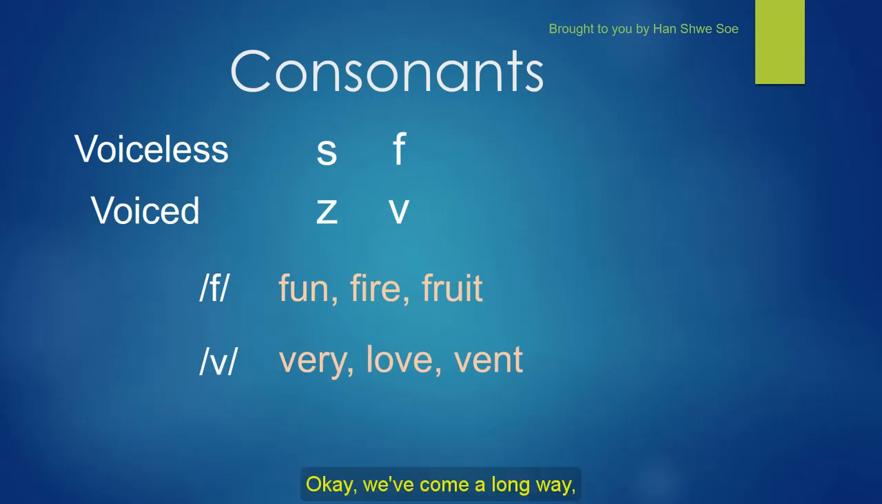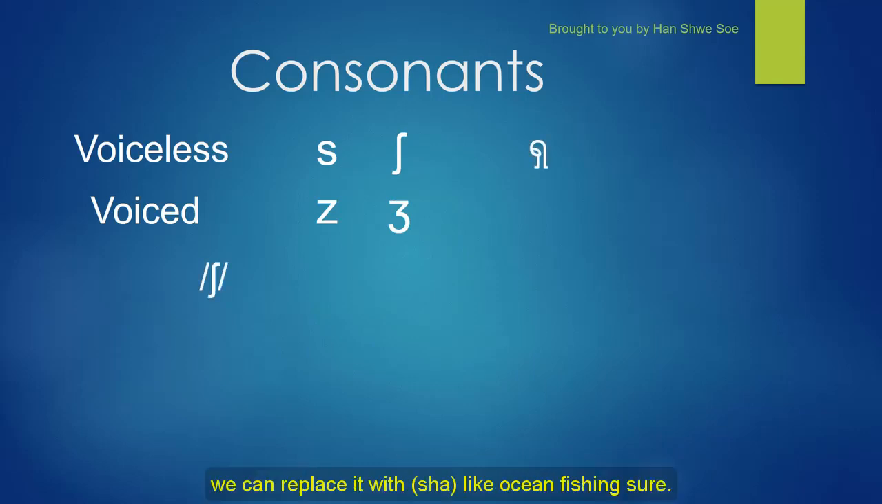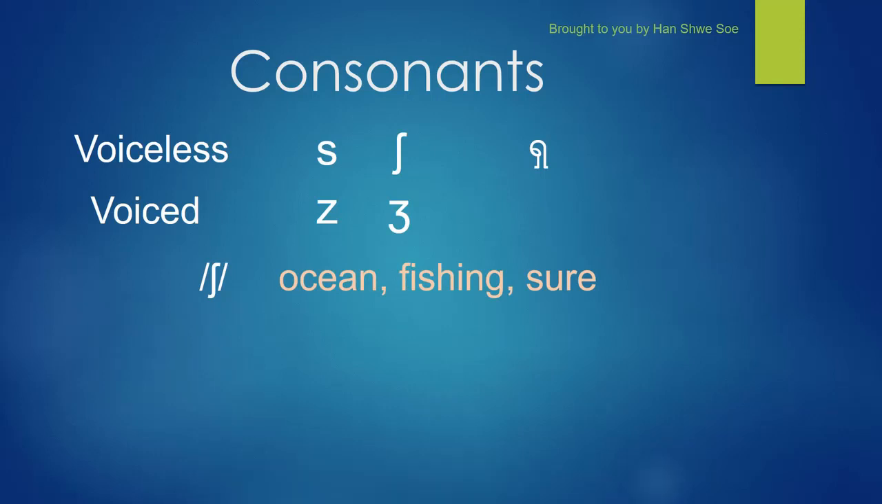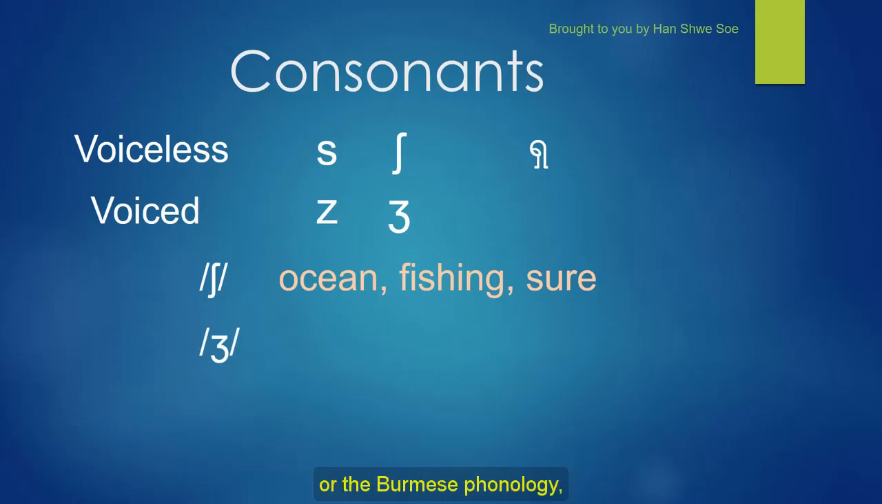Okay, we've come a long way. Let's look at the last pair. The first one is quite easy. Sh. We can replace it with sha, like ocean, fishing, shore. The second one is kind of difficult. Zh. This sound cannot be found in either the 26 alphabets of English or the Burmese phonology, so we have to use the voiceless-voiced approach.